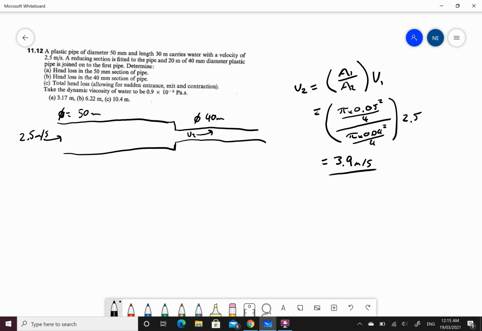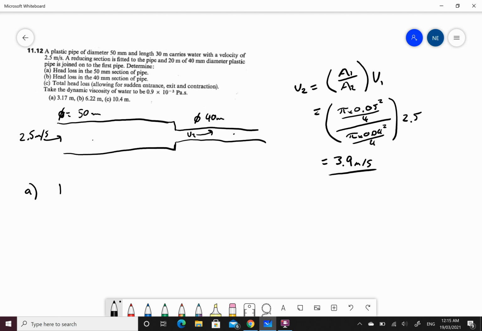Okay, now what? Well, I have one Reynolds number here, one Reynolds number here. So I have a friction coefficient through here and a friction coefficient through here. So I have two of them. This is why it's split up. Let's go through part A first. So for A, the head loss in the 50 mil pipe. Well, I need to calculate first.